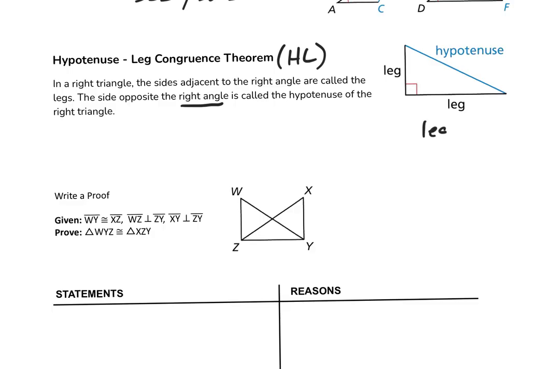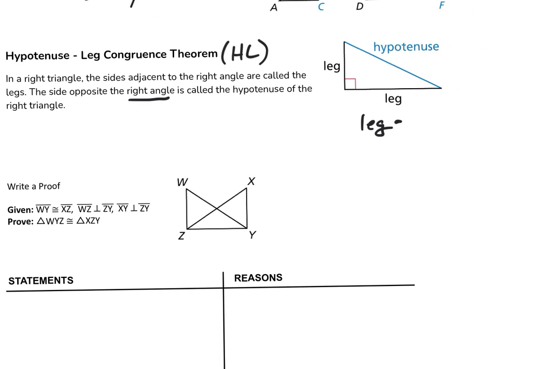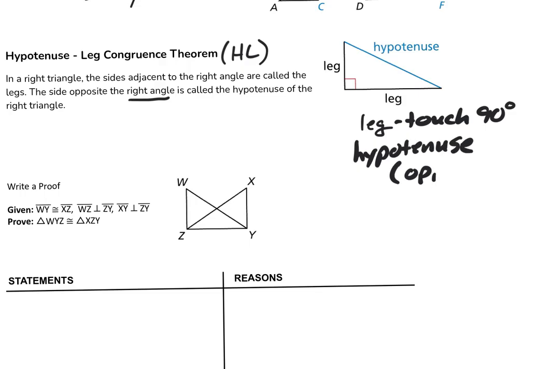So a leg is going to touch the 90-degree angle. The hypotenuse is going to be opposite the 90-degree angle. The hypotenuse is also the longest of the 3 sides. Sometimes that's easy to tell, sometimes it may not. But it is easy to tell that it's across or opposite. So the hypotenuse does not touch the 90-degree angle. It's opposite, it's across from it, however you want to say it. Okay? That's how I know the difference between a leg and a hypotenuse.